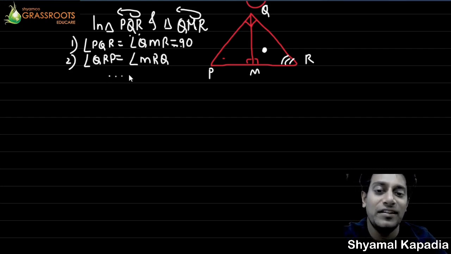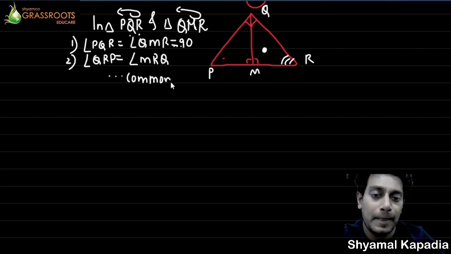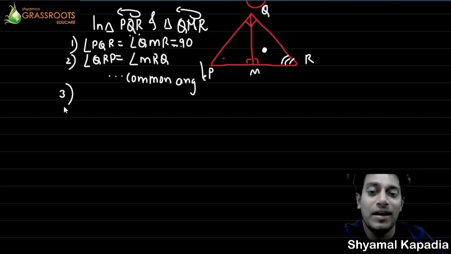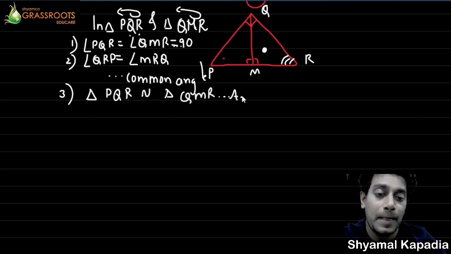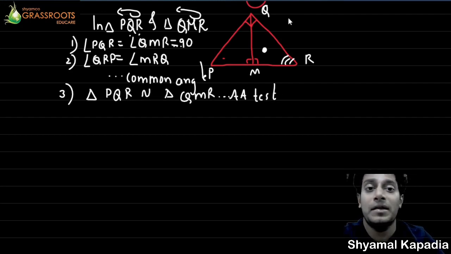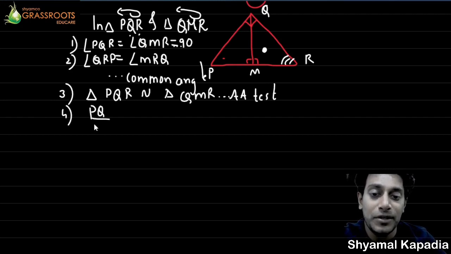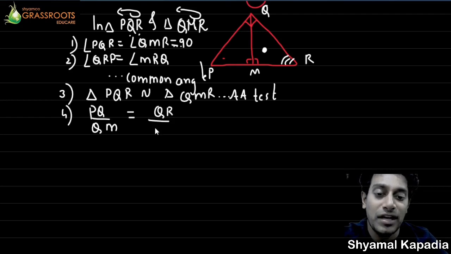The reason is common angle R. Okay, therefore I can say by angle test, triangle PQR is also similar to triangle QMR. And therefore by the katha, PQ upon QM is QR upon MR, PR upon QR.